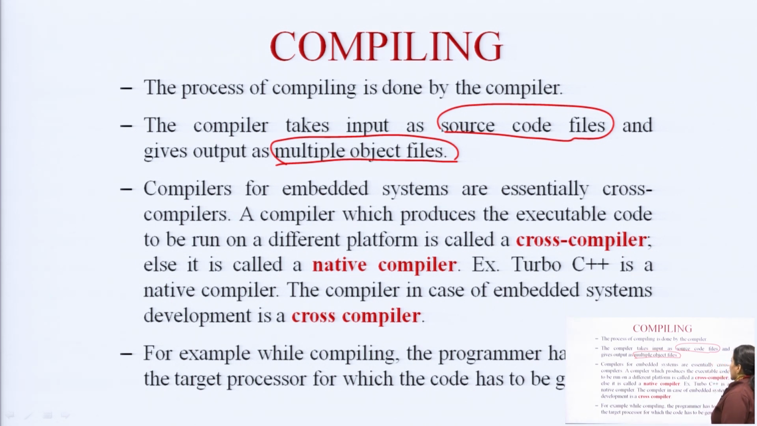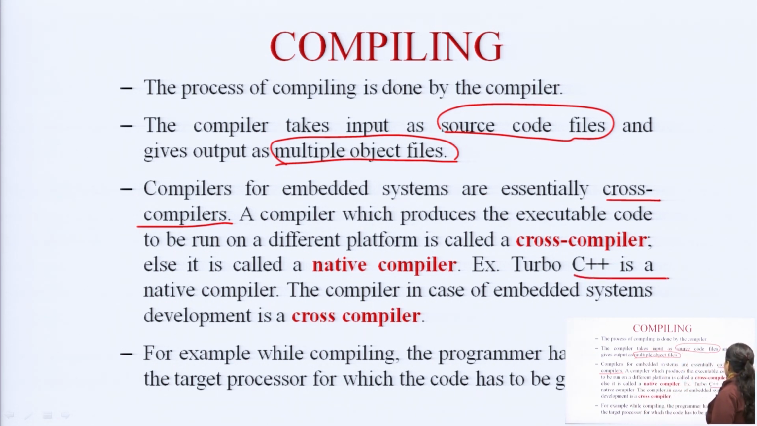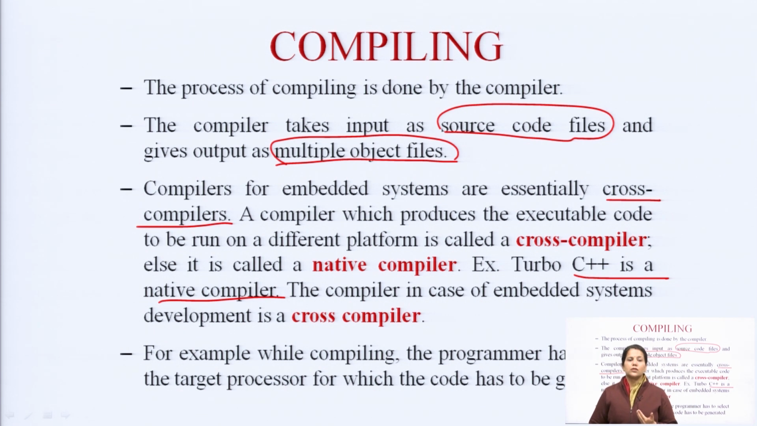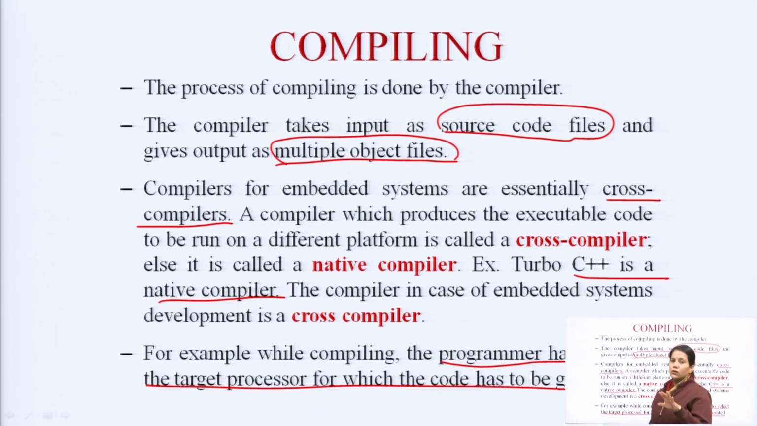Compilers for embedded systems are essentially cross compilers. What are these cross compilers? A compiler which produces the executable code to be run on a different platform is known as a cross compiler. If the executable code is to be run on the same machine, then it is called a native compiler. For example, C++ is a native compiler. But in the case of embedded systems, the compilers used are cross compilers. While using cross compilers, the programmer has to select the target processor for which the code has to be generated. This is the difference.